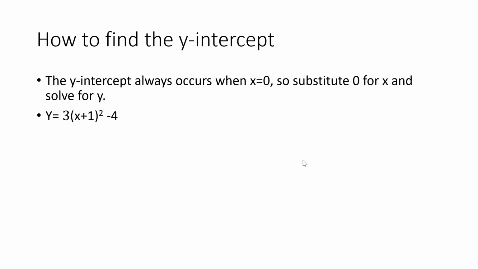So our one example we did prior, we're going to substitute in 0. So wherever I see an x, I'm going to give it a 0. And now we use PEMDAS. So we do our parentheses first, which gives us 1 squared, which is 1. Okay, and there's our 1 times 3 minus 4 gives us negative 1. So negative 1 is going to be our y-intercept.